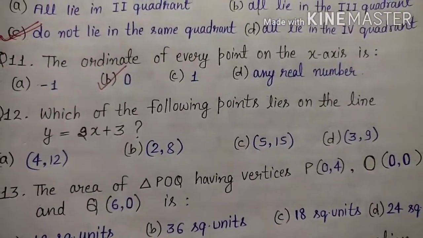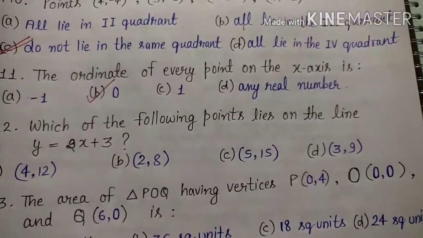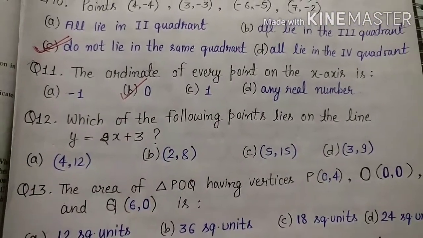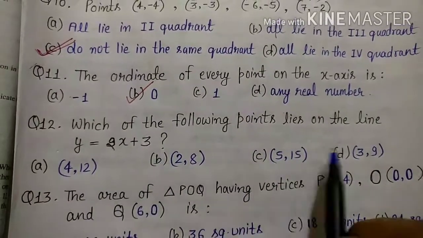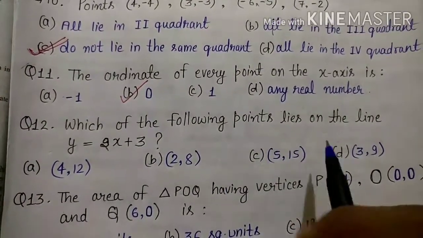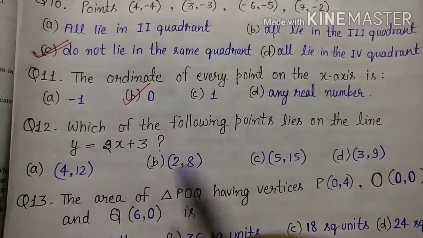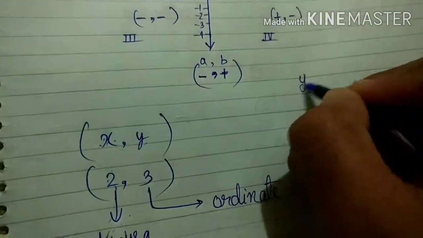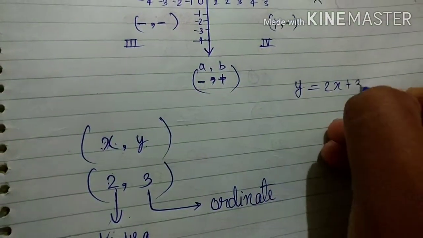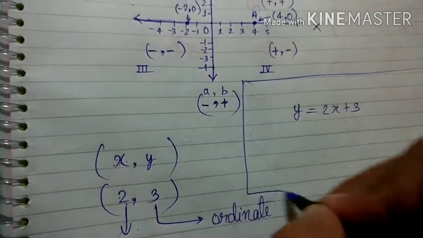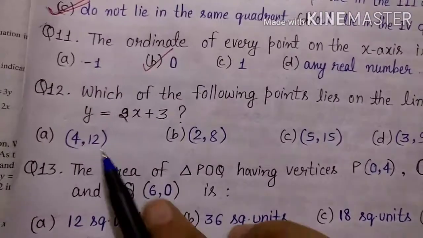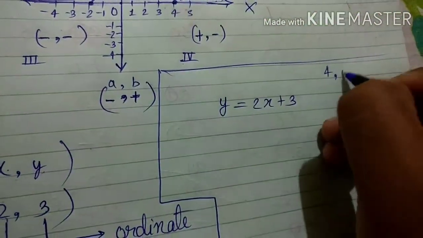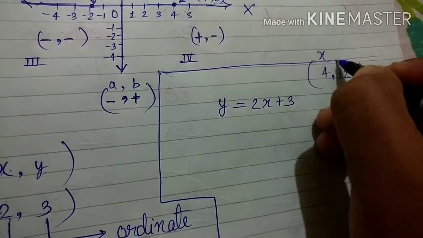Question number 12. Which of the following points lies on the line y equals 2x plus 3? They have given us 4 options. Out of these 4 options, which point satisfies this equation, y equals 2x plus 3? This is the question. What are the options given? First option 4 comma 12. This is the value of x, this is the value of y.